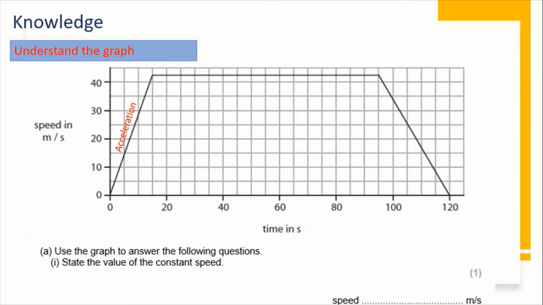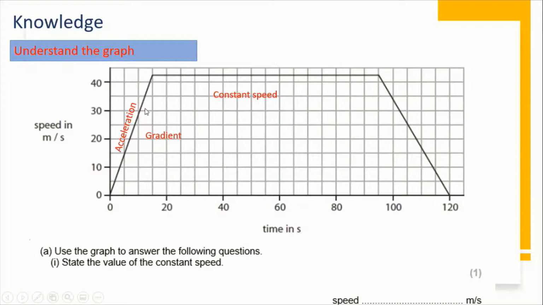Gradient represents the acceleration. That's our knowledge, right? So the horizontal line represents constant speed. As you can clearly see, when it comes to a horizontal line, there is no change with regards to the speed. So there is no change in speed. The aeroplane does not accelerate or decelerate. There is no change in speed.